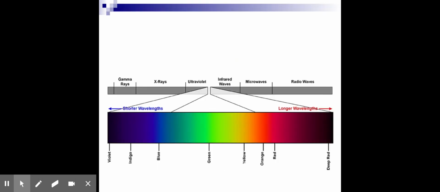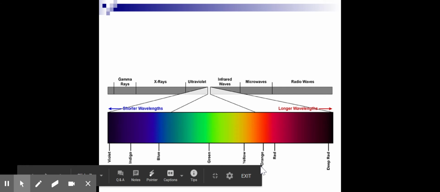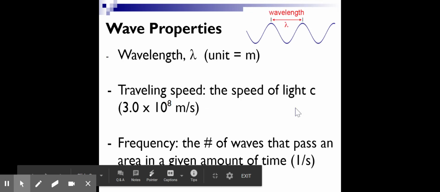So if we zoom in and look at the visible light, the visible light is made of the rainbow colors. People call it ROYGBIV. It's the rainbow colors, and different colors have different wavelengths. What does that mean? Let's have a look. What does it mean by wavelengths?